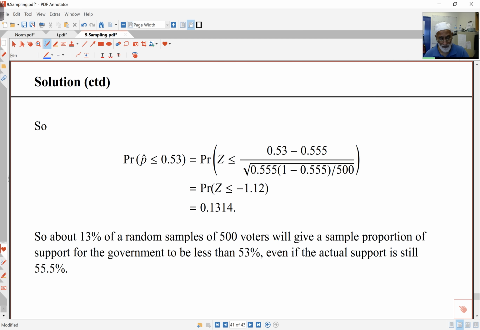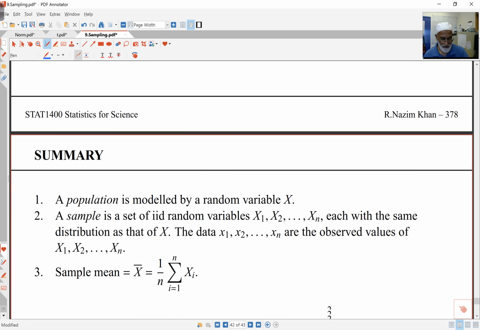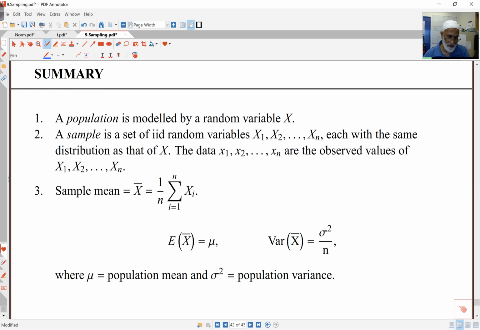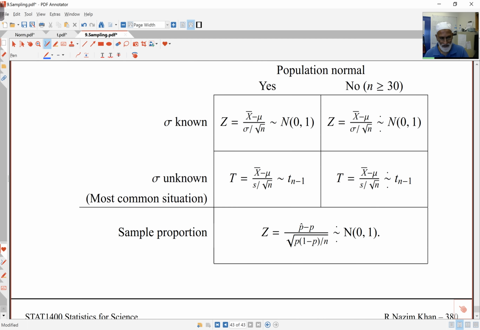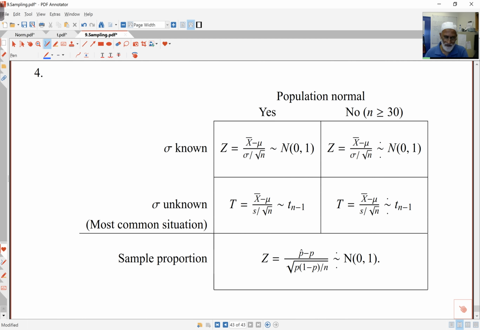So in fact, I've done the work over there. So the summary here is the most important part. Just some words. Population is modeled by some random variable. A sample is an IID set of random variables from the same distribution as the population distribution. The sample mean is as before. It's just the average of the values. The mean of the sample mean, E of x bar, is mu, and the variance of x bar is sigma squared upon n. The important part is this slide over here. It has all the information about distributions.